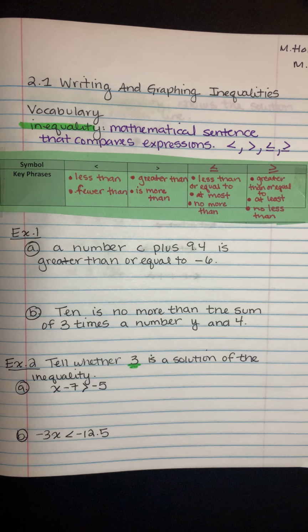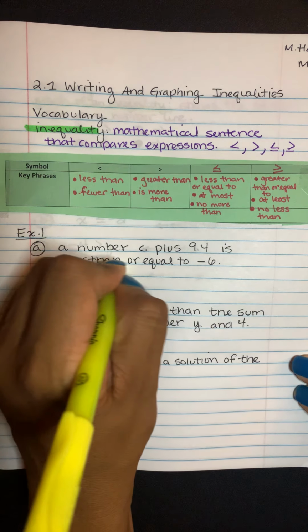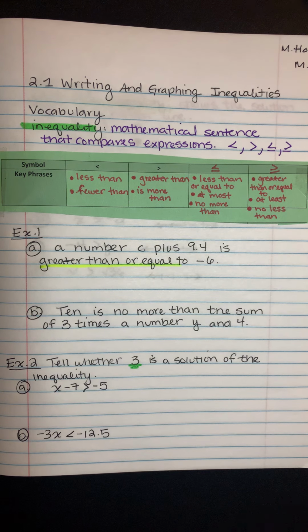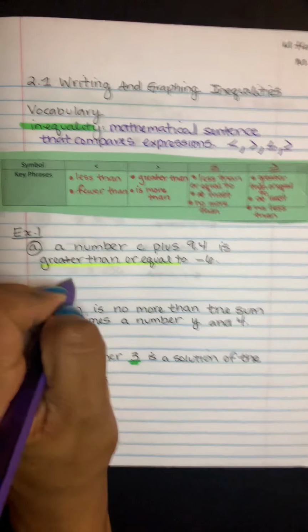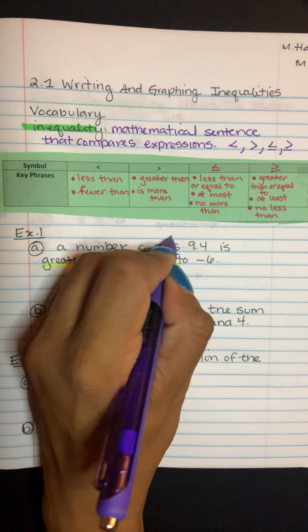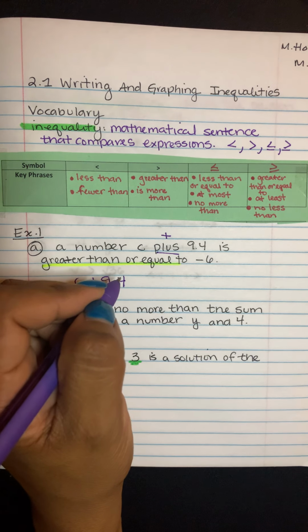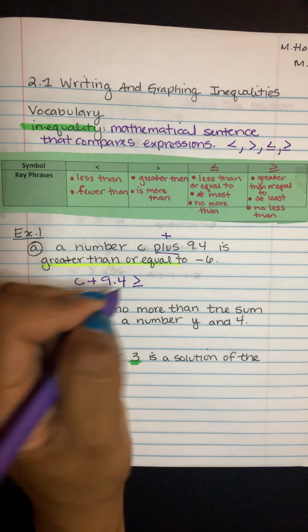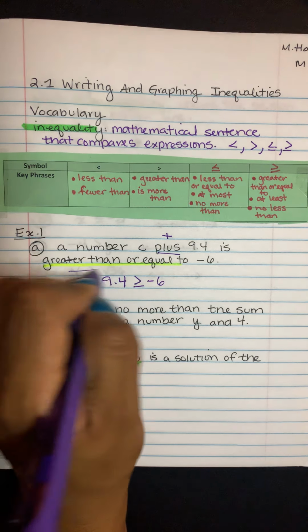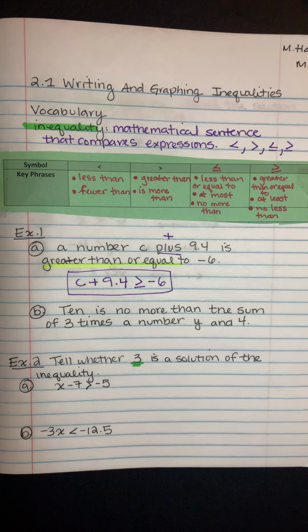All right, let's go ahead and jump right into example 1A. There are some key phrases here. A number C plus 9.4 is greater than or equal to, that's a key phrase, greater than or equal to -6. So a number C, we don't know what that number is, but we do know it's C. C plus 9.4 is greater than or equal to -6. There's your answer.